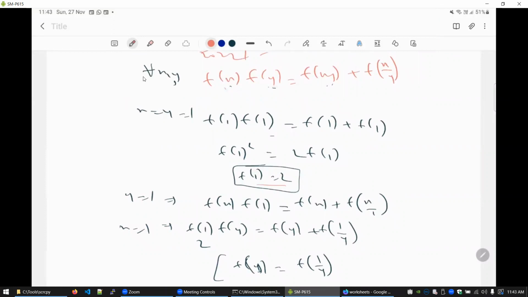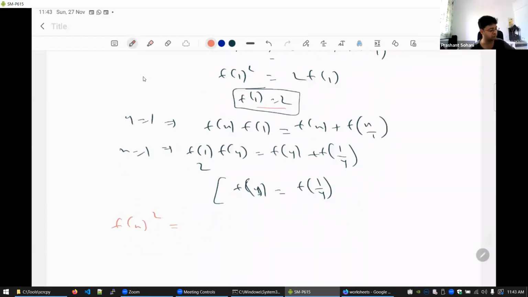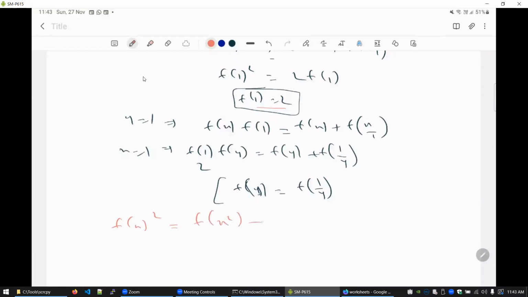Sir, x equal to y? x equal to y, correct. What will x equal to y give me? f(x squared). Yes. So f(x) whole squared equals f(x squared) plus 2. Correct.